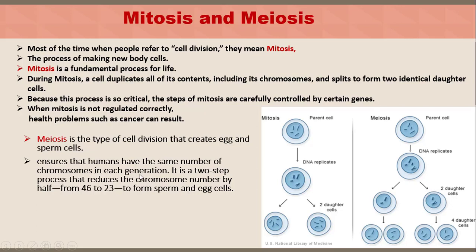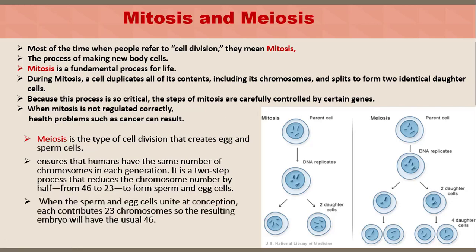It is a 2-step process that reduces the chromosome number by half, from 46 to 23, to form sperm and egg cells. When the sperm and egg cells unite at conception, each contributes 23 chromosomes, so the resulting embryo will have the usual 46 chromosomes.